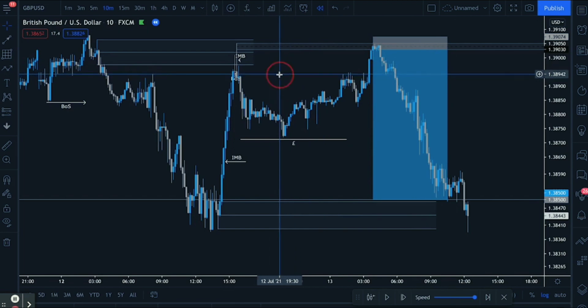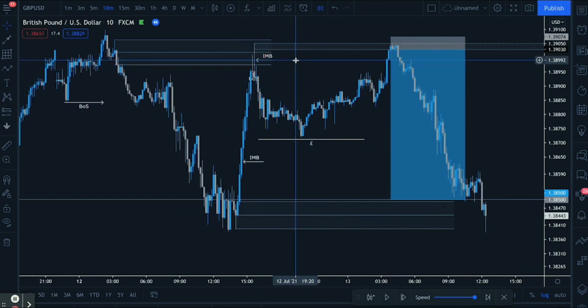Very, very simple, following the processes we've spoken about so far in the course, by continually refining to the lower and lower and lower time frames to find the most precise entries, the most precise targets, and so on for this trade.